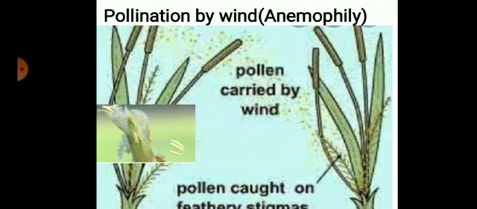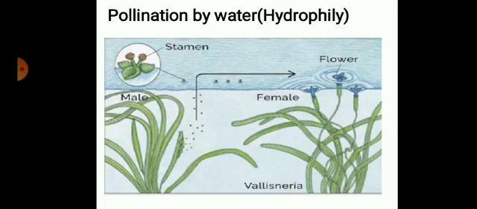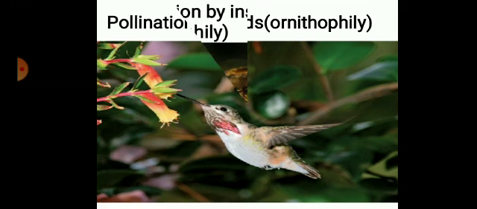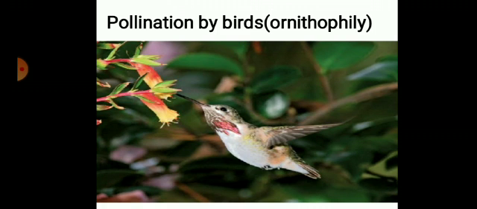So, pollination takes place through different agents. Pollination by wind: the flowers are mostly small in size and do not have any attractive color, smell and nectar. Example, grass, maize. Pollination by water, hydrophily. Example, Vallisneria. Pollination by insects, entomophily. Pollination by birds, ornithophily.